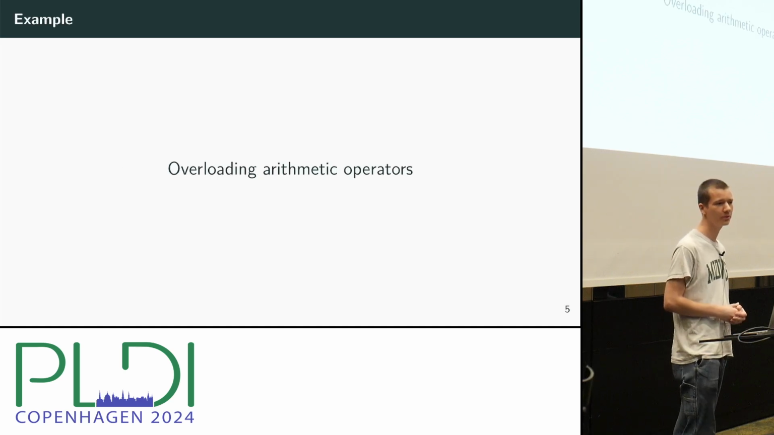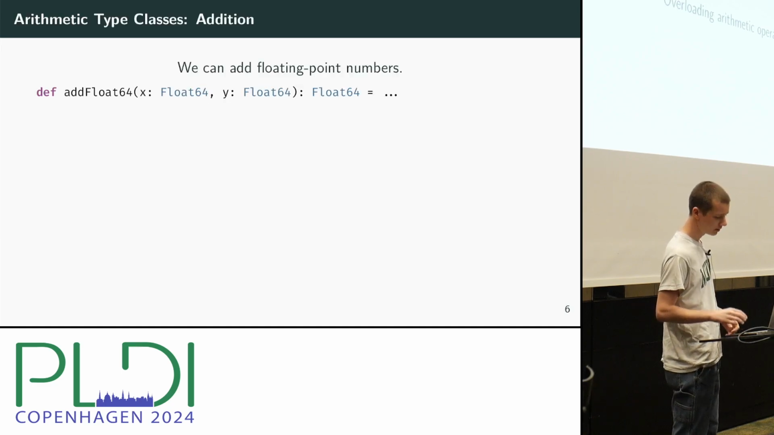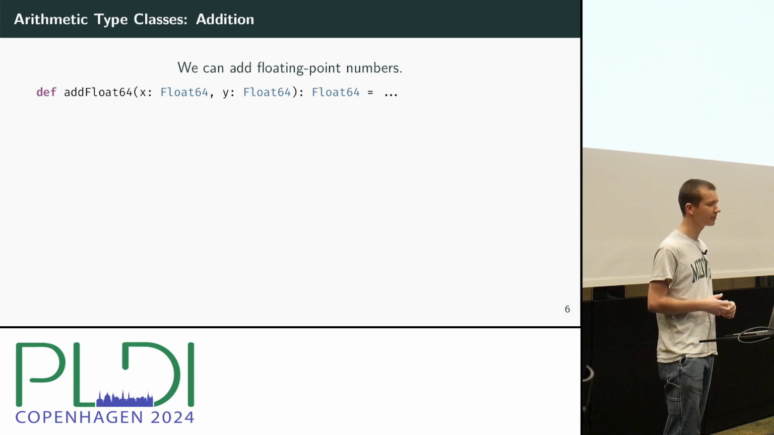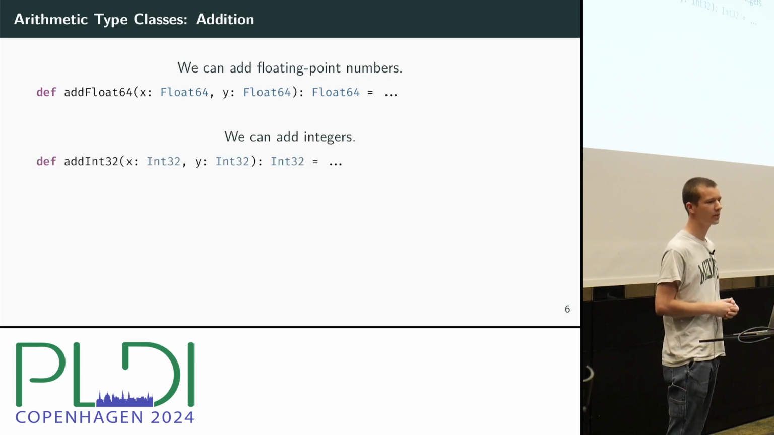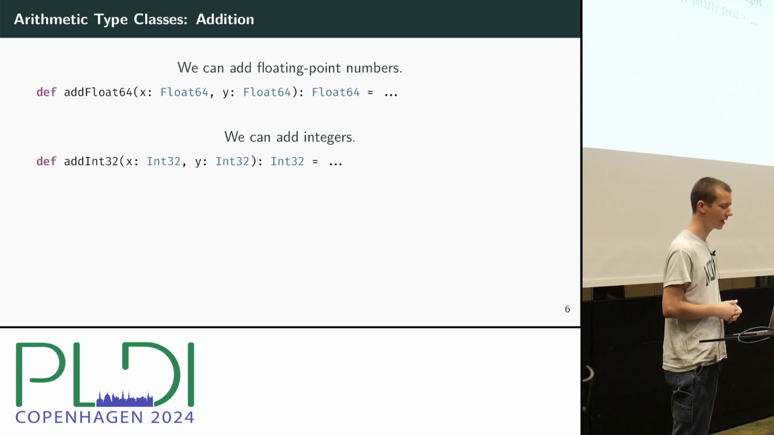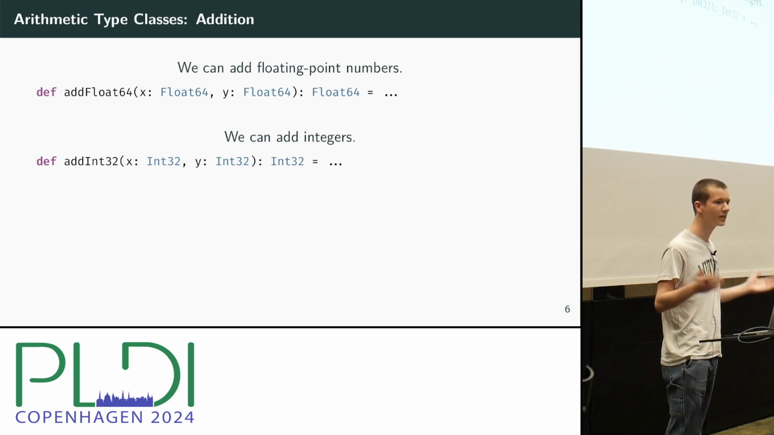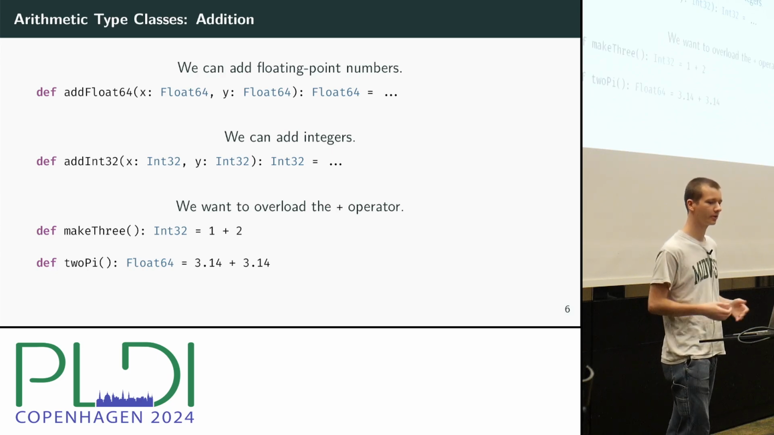And the first example is with overloading arithmetic operators. So if you imagine that we can add floating point numbers, which is easy if you try, we might have a function like this specifically for floating point numbers. And then we can also have a separate function for adding integers together. But it's kind of annoying to have these two different functions for adding things when adding things is kind of the same everywhere. We want to be able to use just the plus sign for adding.